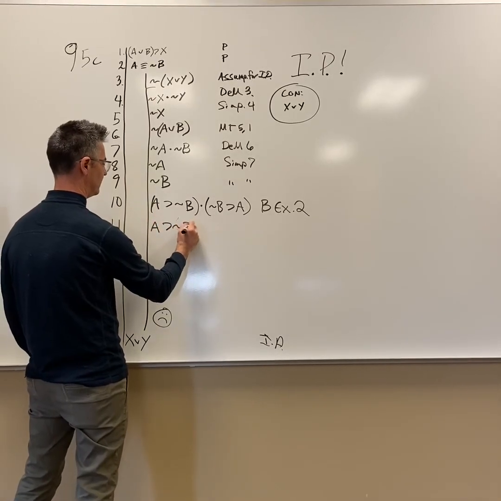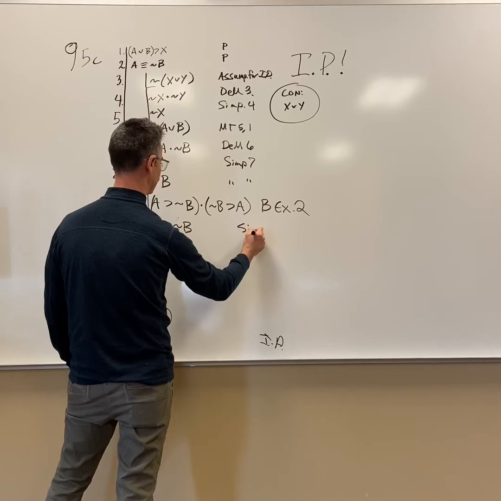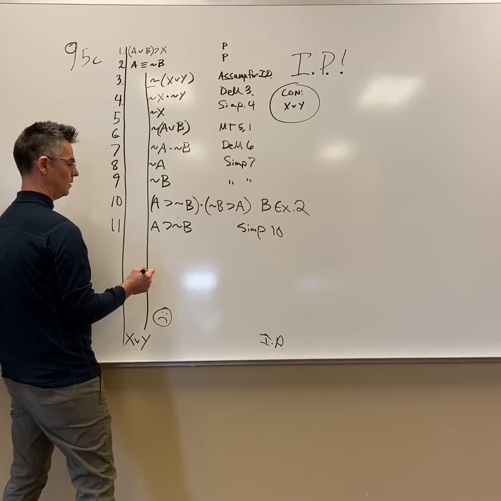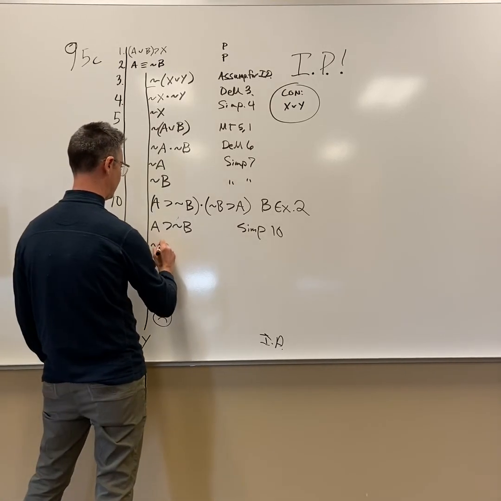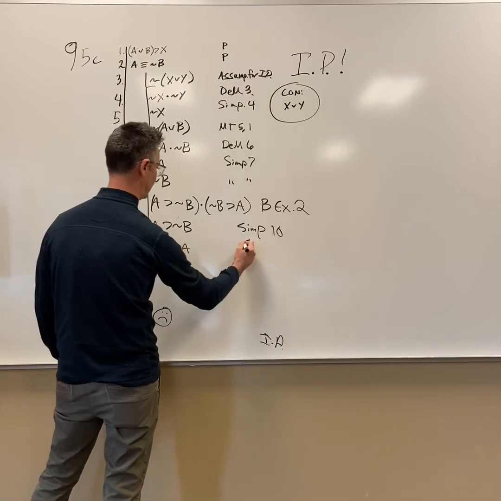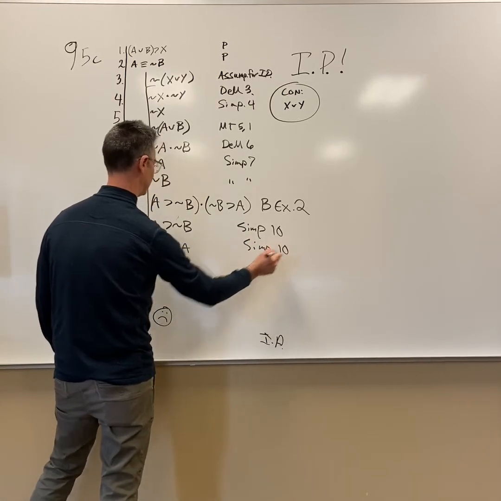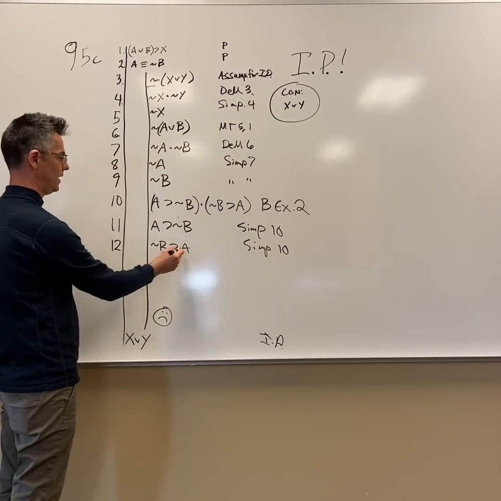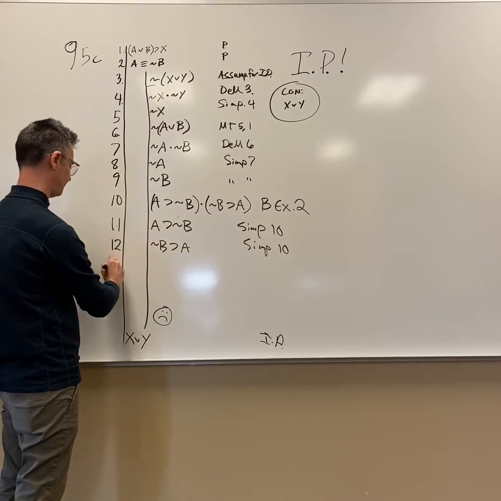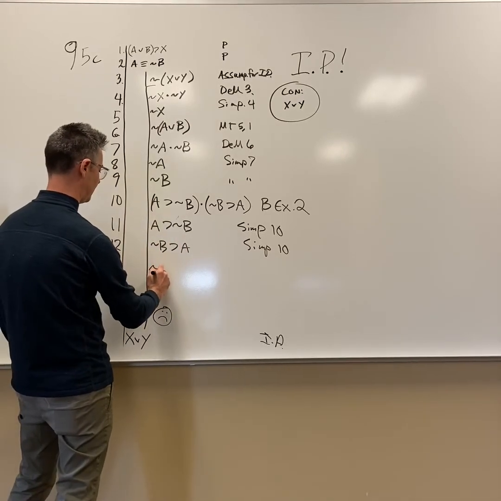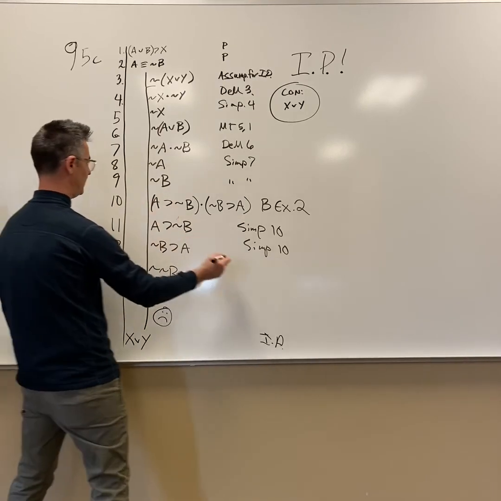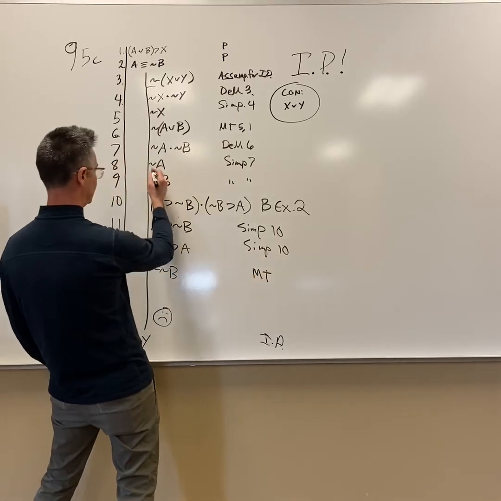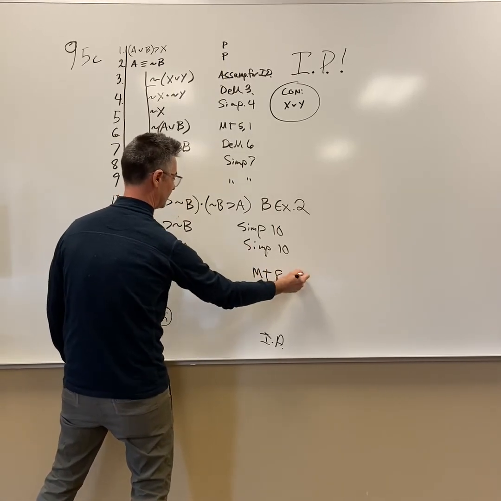If A, then not B. That's by simplification on 10. So far, that doesn't help me a whole lot. But let's try the other one. That's if not B, then A, simplification on 10. And now I see something I can do. I've got a not A here, and I've got A here, so that means at step 13, I can derive not B using modus tollens again, and line 8 and line 12.